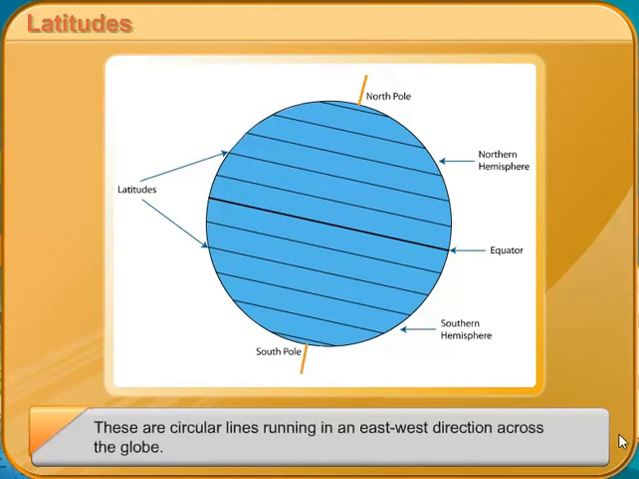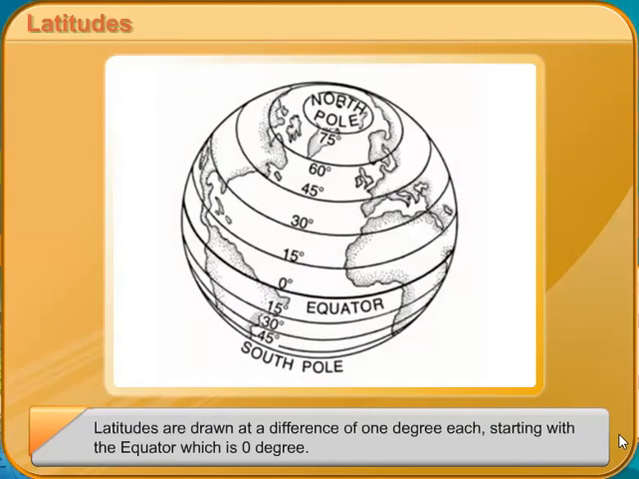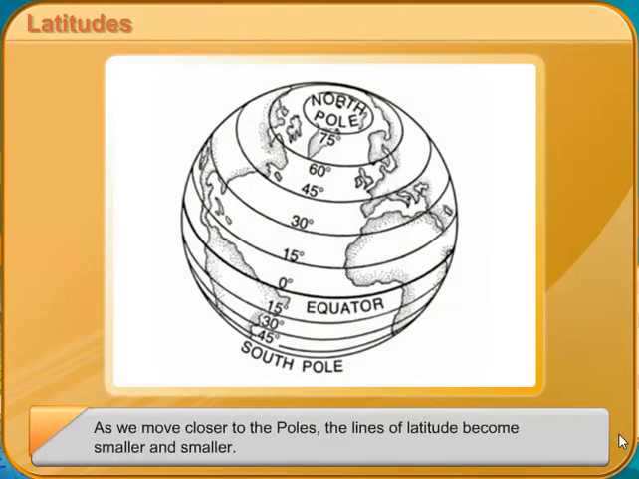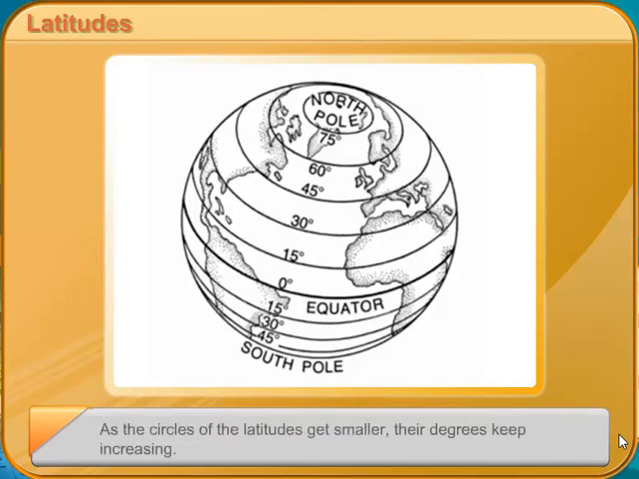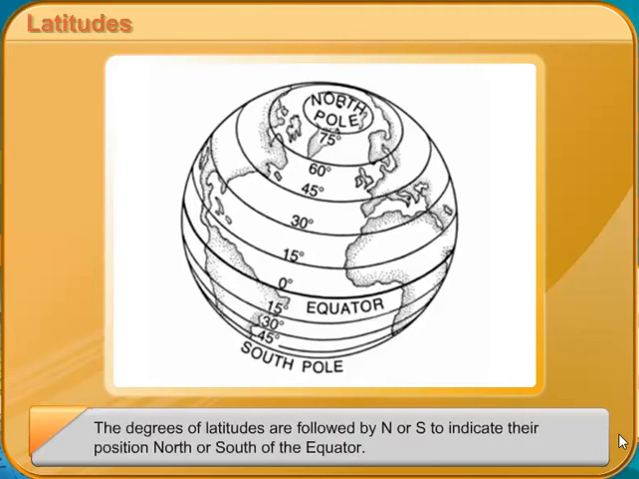Longitudes. Lines of longitude or meridians are imaginary semicircular lines on the globe that join the North and South Poles. Like latitudes, longitudes are also numbered. The number of longitudes are followed by E or W to indicate if they are east or west of the prime meridian. The 0 degree and 180 degree longitudes together make a full circle around the Earth.